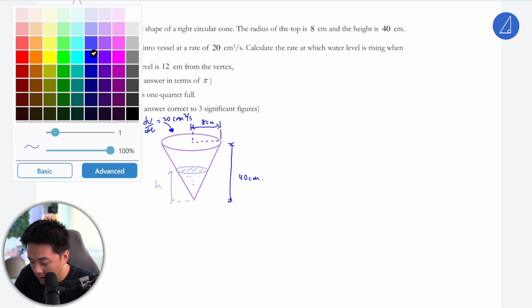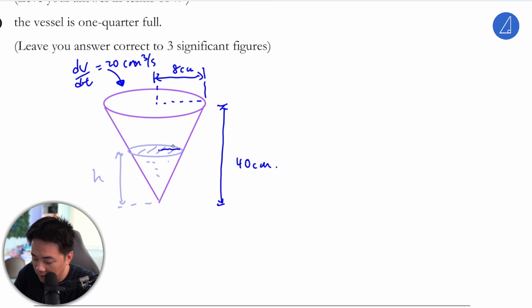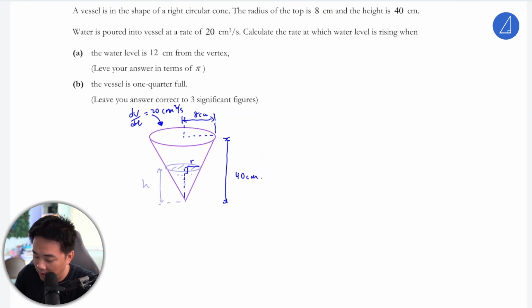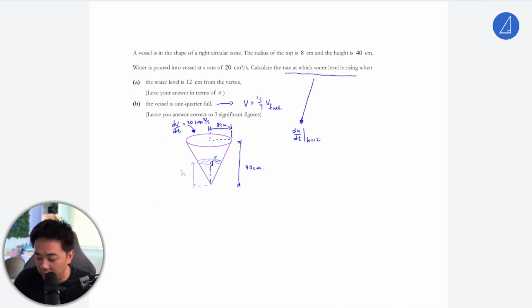So in this case, what we need is actually the volume of water here. So let's say this is small r and this is big R. We need to find dH/dt, the rate at which the water level is rising. This is when H is 12. Then the next one is when the volume is equal to 1/4 of the full volume. So that's the difference. I think we do the first one, and once we do the first one, the second one should be quite okay.